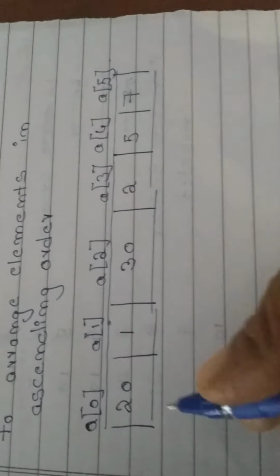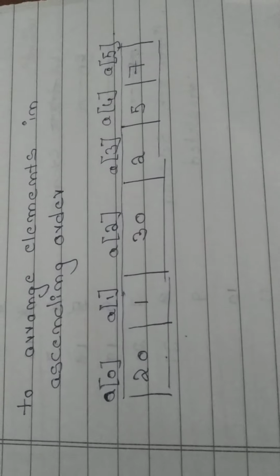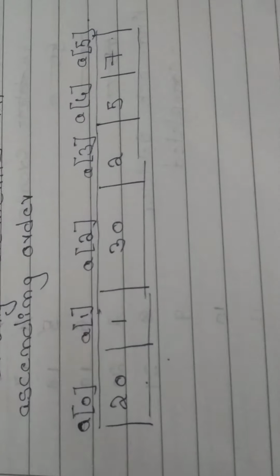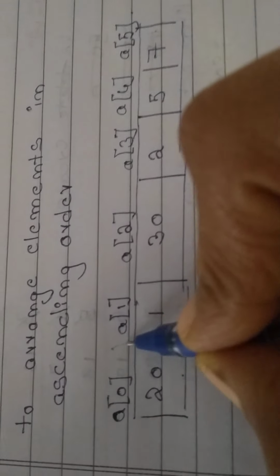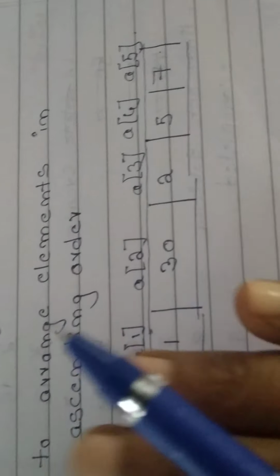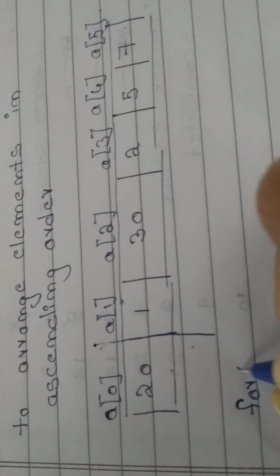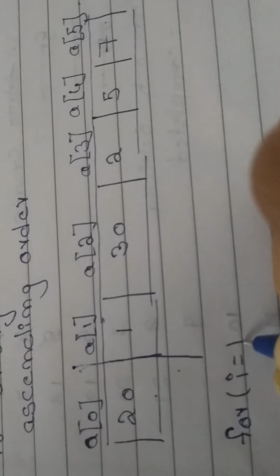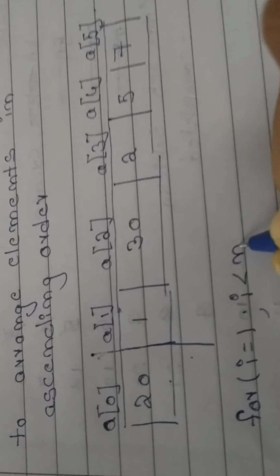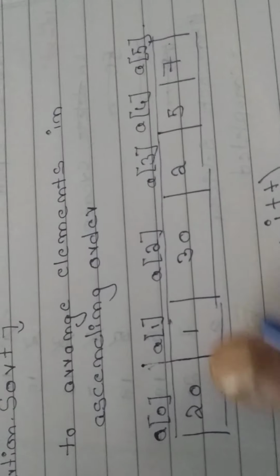Now, according to the concept of insertion sort, we assume that the remaining elements are already sorted. The first element is already sorted. If we don't think like that, the for loop should start from 0. That is the reason the for loop will start from 1, and we process till n, that is, till the last element. I plus plus means one after another.